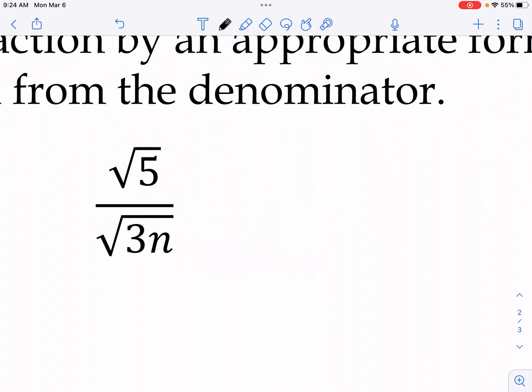If it's a radical, and it cannot be simplified, I'm going to multiply the top and bottom by something. If I multiply it by 3, don't write this, 3 divided by 3 is 1. We're going to do something similar to that. We're going to multiply it by that denominator, square root of 3n times square root of 3n.